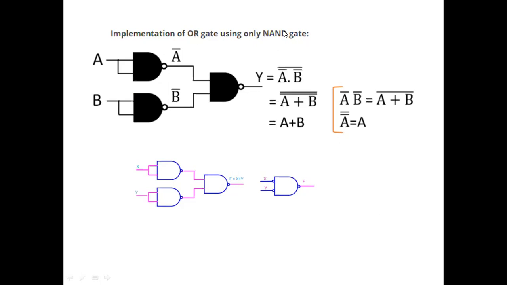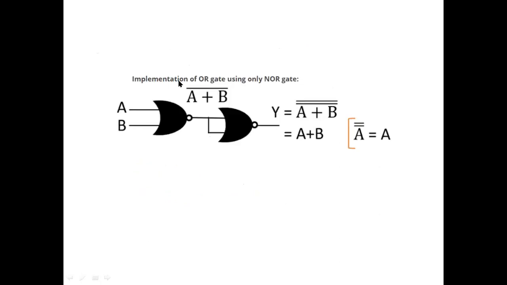So OR gate implementation using NAND is this way. OR using NAND is a back bubbled NAND gate. Yes, next one is implementation of OR gate using NOR gate.